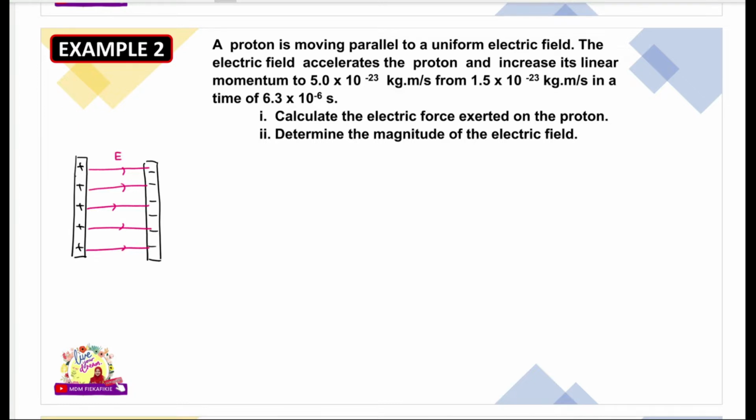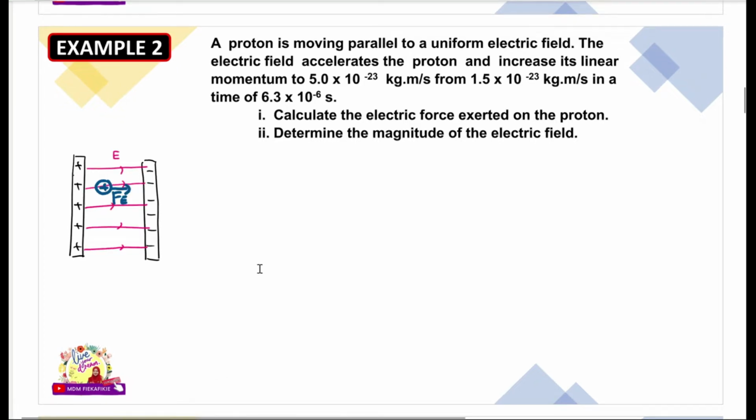Okay, so let's say we have proton. Let's say here we have proton, positive charge, that moving parallel to the electric field. So positive charge will be attracted to the negative plate. So the electric force should be to the right. So soalan kata apa lagi? So the electric field accelerates the proton and increases its linear momentum. Okay, so from here to here, from here to here in a time of this one.